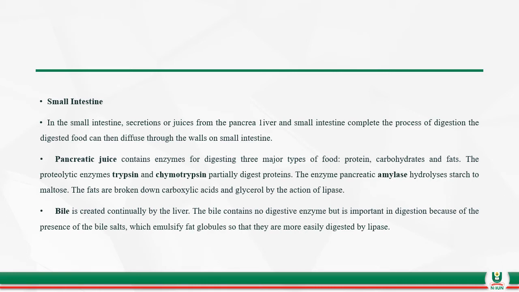The pancreatic juice contains enzymes for digesting three major types of food: protein, carbohydrates, and fats. Bile is created continually by the liver.